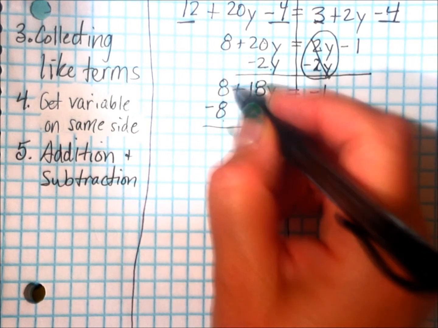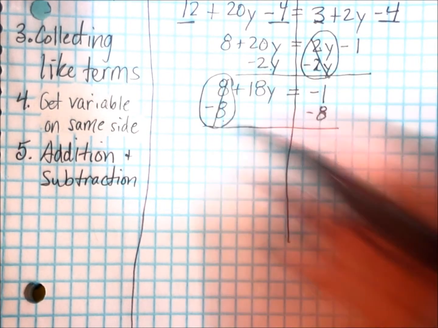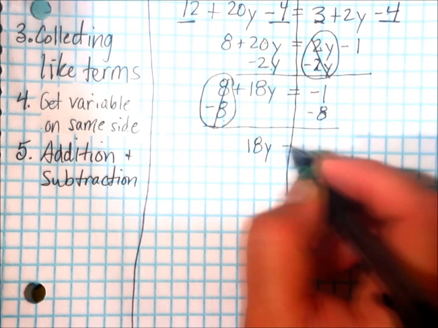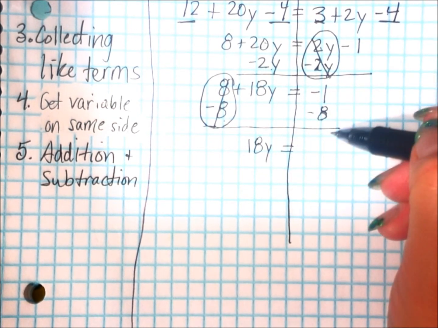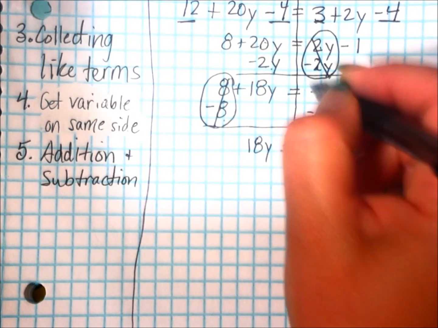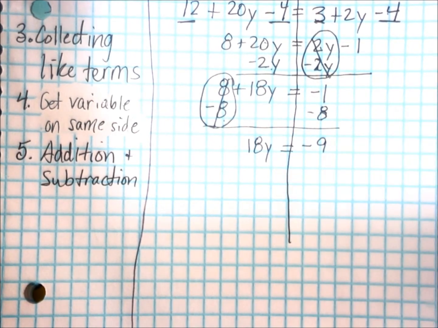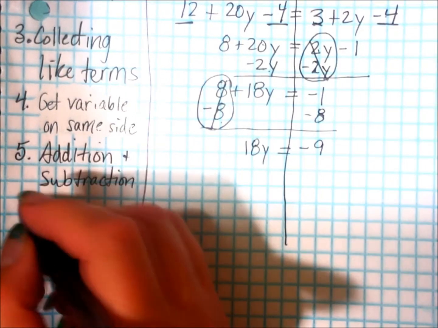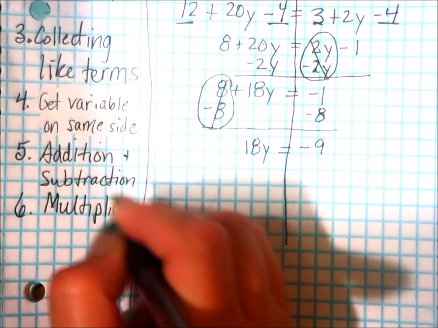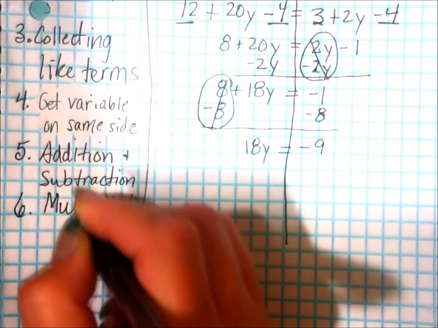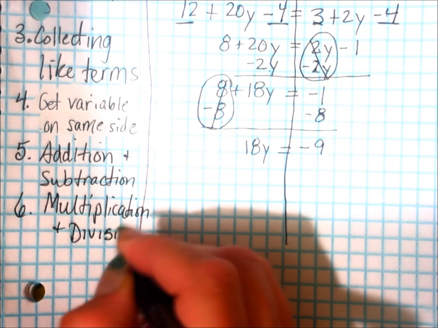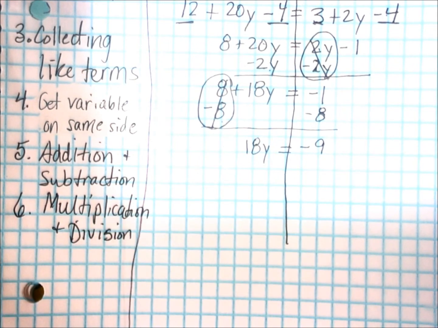So 8 minus 8 gives me the 0 I was hoping for. Bring down that 18y. Bring down your equal. They're both negatives. That means I add them together. 1 and 8 make 9. Both negative, they stay negative. And then the last thing we want to do is multiplication and division. So again, opposite operations, opposite operations.